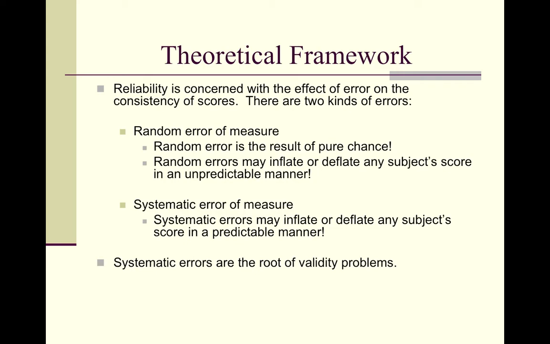Random error, as you would expect, is an error that is associated with just pure chance. The thing about random errors is, as I say there in the second bullet, they inflate or deflate in an unpredictable manner. Systematic errors also inflate or deflate a subject's score, but they do so in a predictable manner. I'm going to try to give you some examples of this. Anyway, systematic errors are typically the root of validity problems, and random errors, what we're looking at right now, are the root of reliability problems.